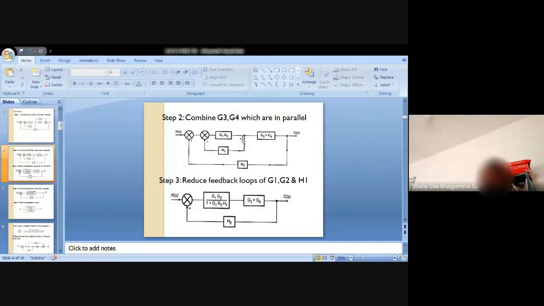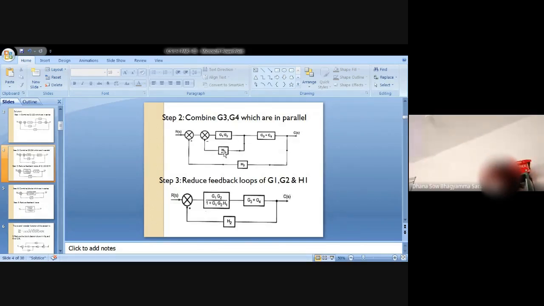This means it is a feedback loop. There is another loop also. This is the larger loop, and this is the minor loop. So we must reduce the minor feedback loops; it was one of the steps. This is a minor feedback loop.